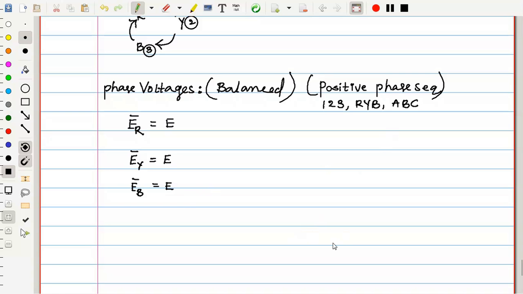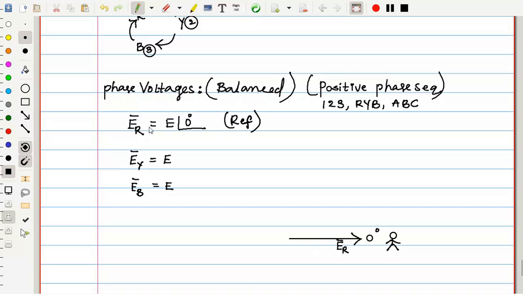For example, if the observer is sitting on the R phase, that is our reference. This is the reference, where the observer is sitting on the R phase. So this is ER, the ER phasor. Now once you know where the observer is, this is the reference. So let me put this up as the reference.